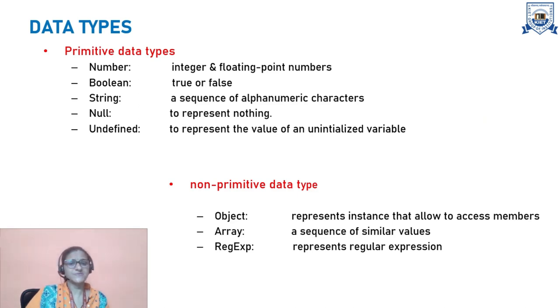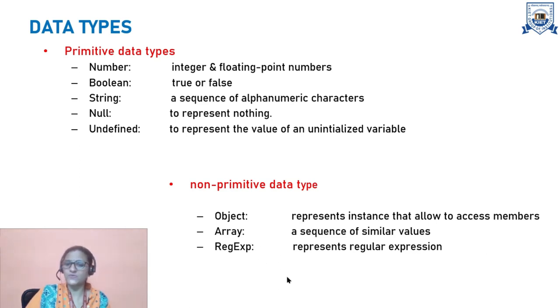Now the data types that are covered in JavaScript. Primitive data types: number, which includes all the integer and floating point numbers. Boolean, which is in the form of true or false. String, which is a sequence or combination of any alphanumeric characters. Null, to represent nothing. Undefined, to represent the value of an uninitialized variable. Another category is non-primitive.